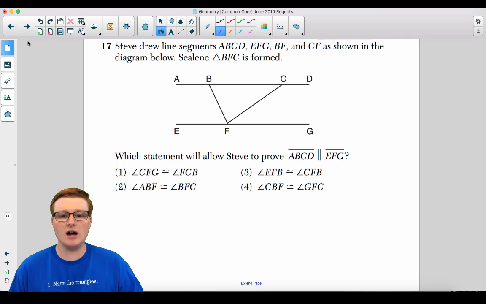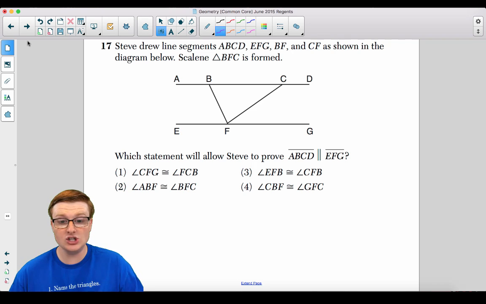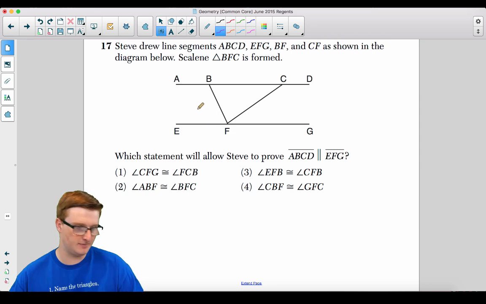17. Steve drew the line segments A, B, C, D, E, F, G, B, F, and C, F as shown in the diagram below. Triangle BFC is formed. Which statement will allow Steve to prove that line ABCD is parallel to line EFG?